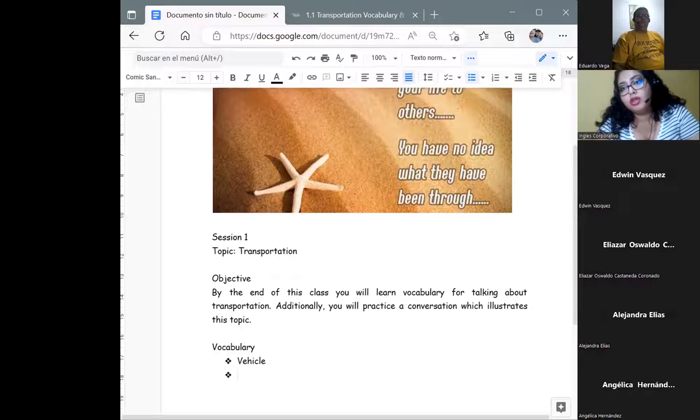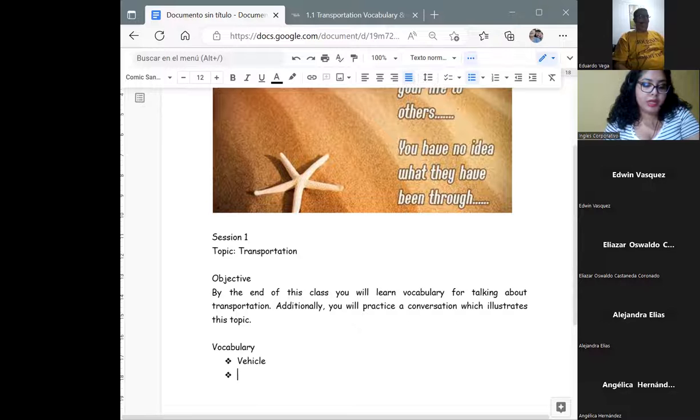Vehicle, as you know, vehículo. In this case, it's a machine usually with wheels and an engine used for taking people or goods from one place to another, especially on roads. Esa es la definición. Es una máquina que usualmente tiene ruedas, una maquinaria que la utilizamos para llevar a personas o cosas de un lugar a otro.